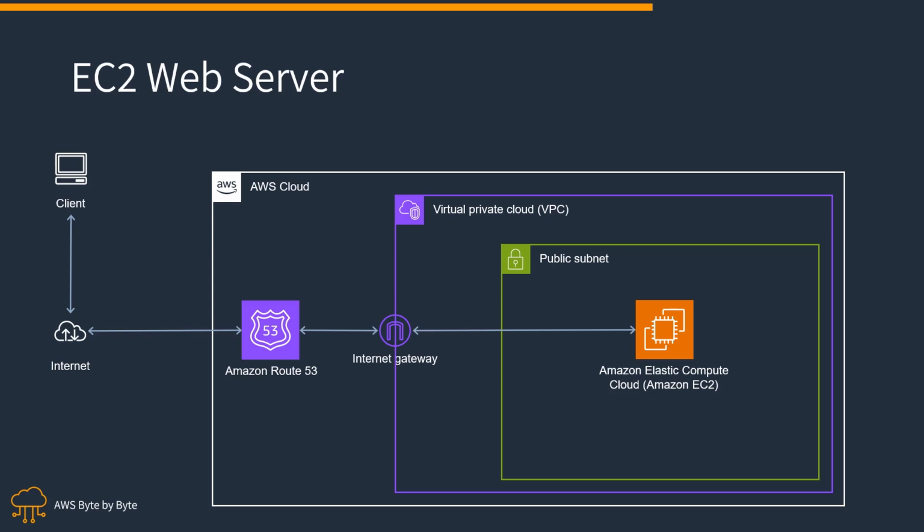anywhere on the internet. To ensure users can access the website securely, we typically configure a security group, which acts as a virtual firewall. It controls inbound and outbound traffic, allowing HTTP or HTTPS traffic from the internet while restricting other access. This architecture is simple but effective for hosting a basic website.